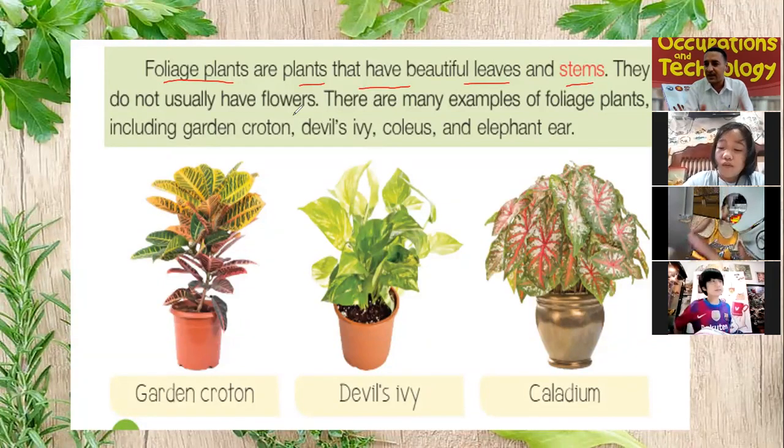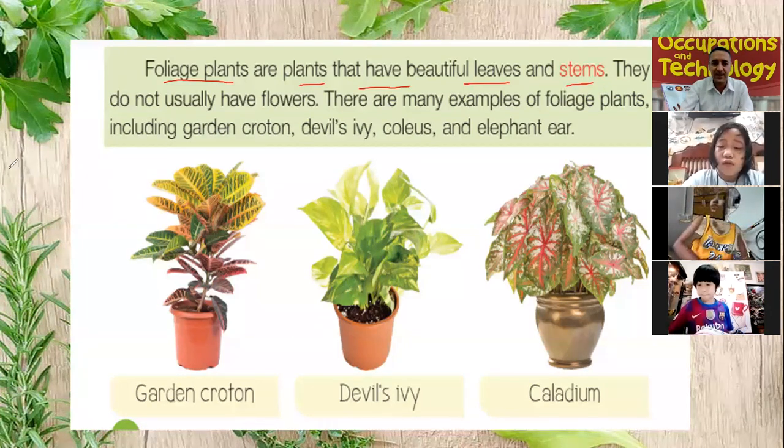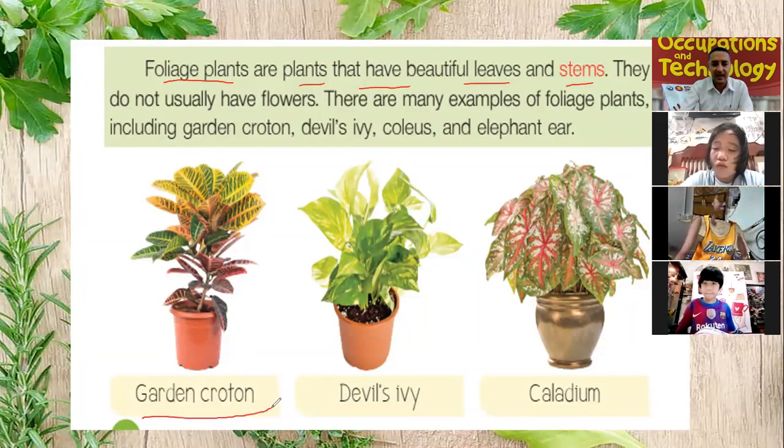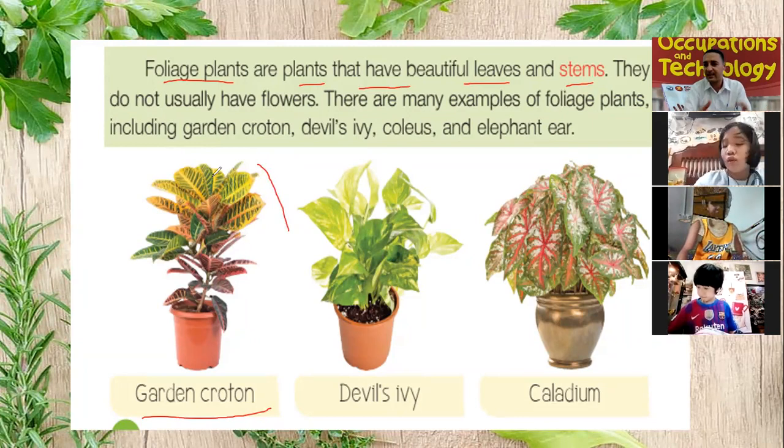So these are some of the types of foliage plants. As you can see here in the picture, garden croton, this is how it looks. As you can see here, the leaves are quite beautiful. So we can place it in our house as a decoration. It will look nice, right? But usually they don't have flowers. They have beautiful stems and beautiful leaves.